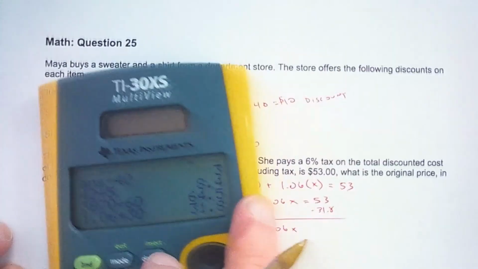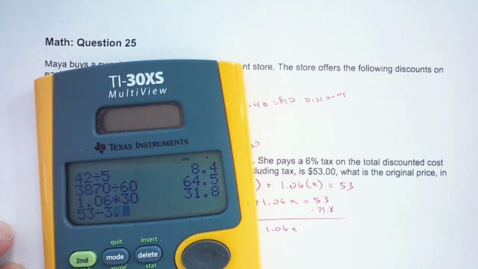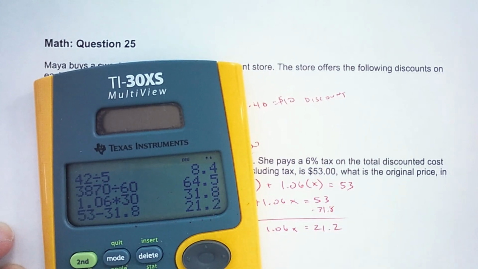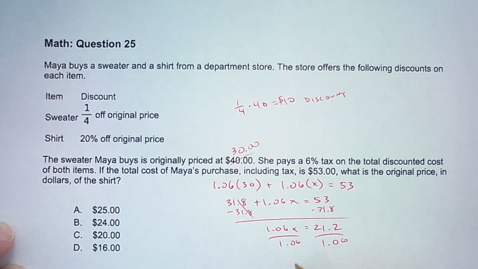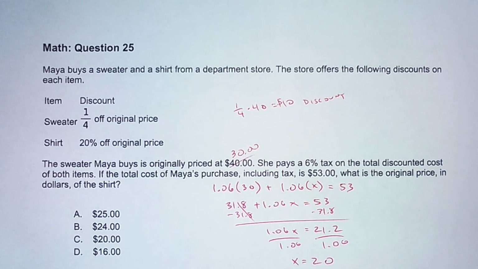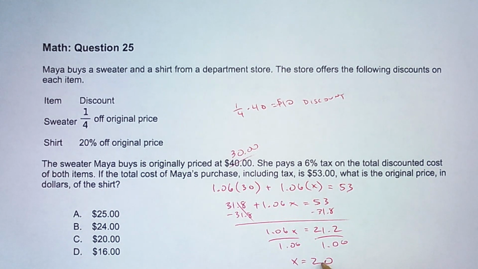Okay, so 53 minus 31.8 is 21.2. Okay, and then we can divide that by 1.06. And that tells us that she paid $20 for the shirt. Okay, but that is the discounted price. What is the original price?